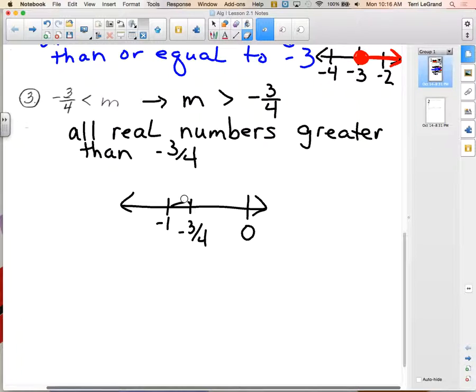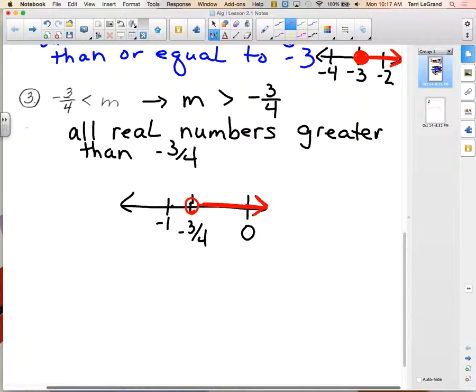Anybody have questions about that or not clear why it's such a big deal? Okay, what are we gonna do at -3/4? You're gonna do an empty circle on -3/4. So -3/4 is not included, so we leave it empty. And then you go to the 0. And then we shade to the right because the number is greater than -3/4.